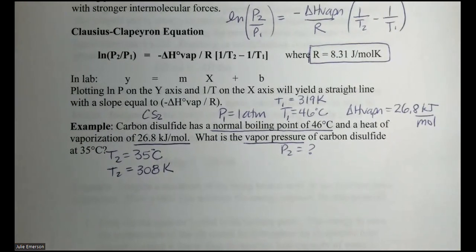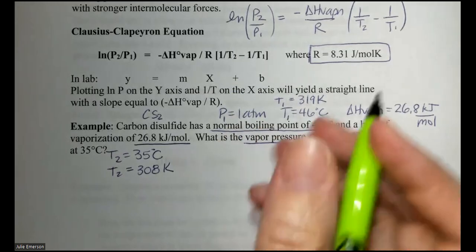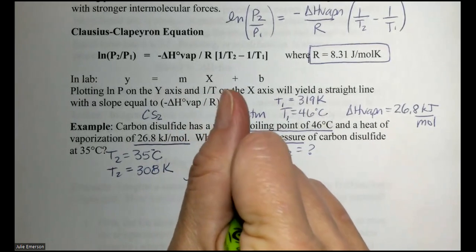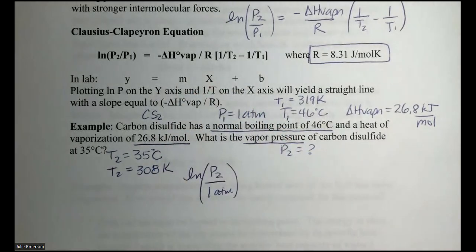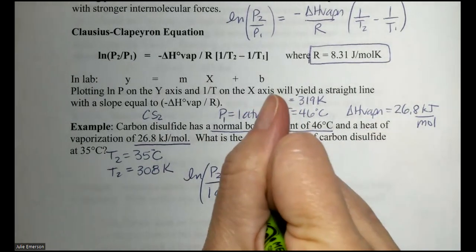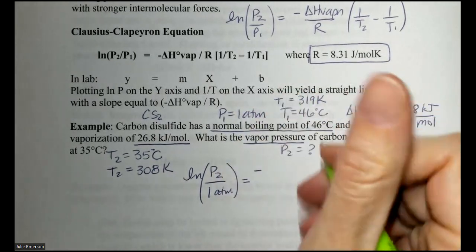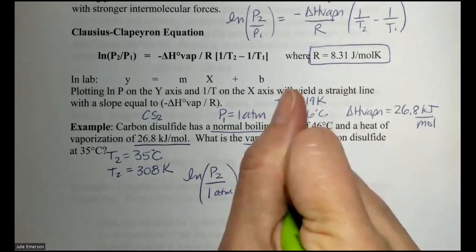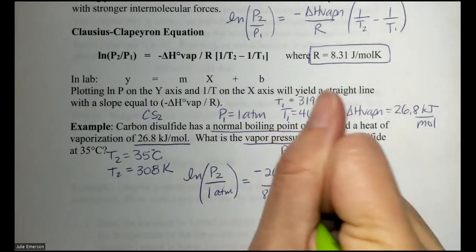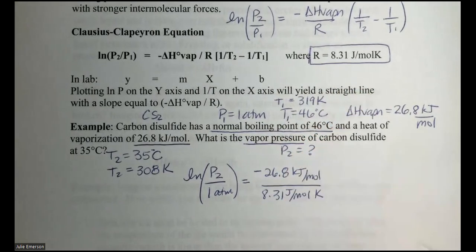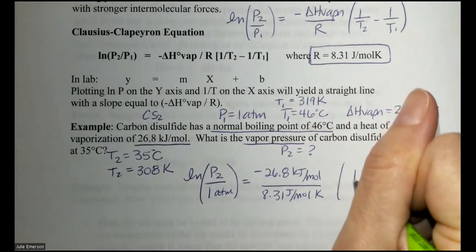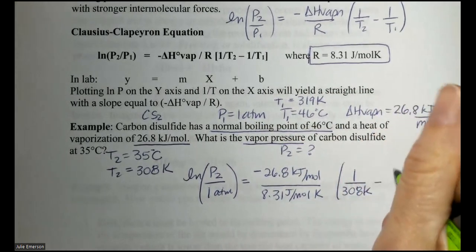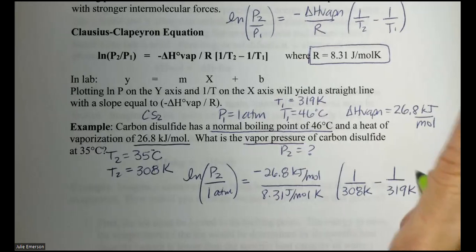All right. So this is going to be Clausius-Clapeyron. We're going to plug everything in. So P2 is going to be my unknown. So I'm going to have Ln, P2 is my unknown. P1 is 1 atm, exactly 1, so 1.0000, won't limit my sig figs. And then I'm going to have negative heat of vaporization, 26.8 kilojoules per mole, divided by 8.31 joule per mole Kelvin. And then here I'd have the inverse of T2, 308, minus the inverse of T1, 319.